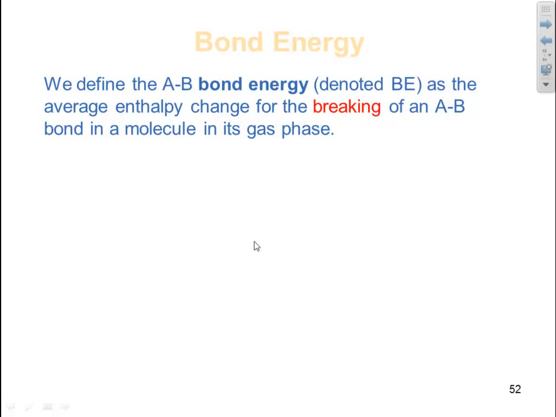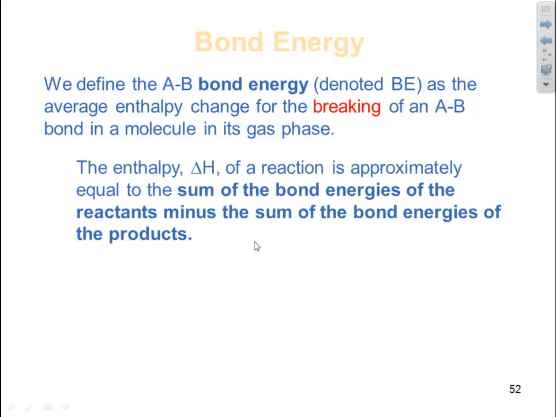We define the AB bond energy, denoted by BE, as the average enthalpy change for the breaking of an AB bond in a molecule in its gas phase. The enthalpy, delta H, of a reaction is approximately equal to the sum of the bond energies of the reactants minus the sum of the bond energies of the products. So your delta H is equal to the summation of the bond energies of your reactants, taking into account the number of bonds being broken, minus the summation of the bond energies of the products, accounting for the number of bonds of each kind being formed.